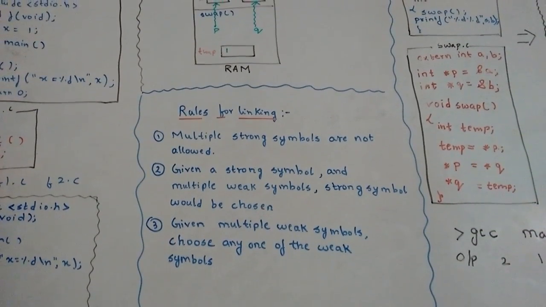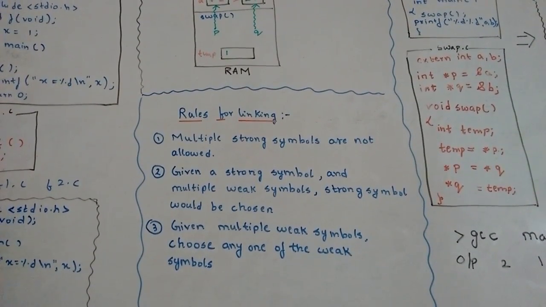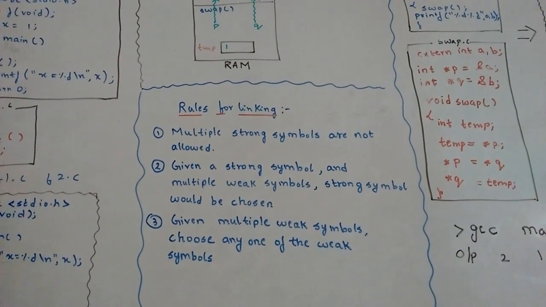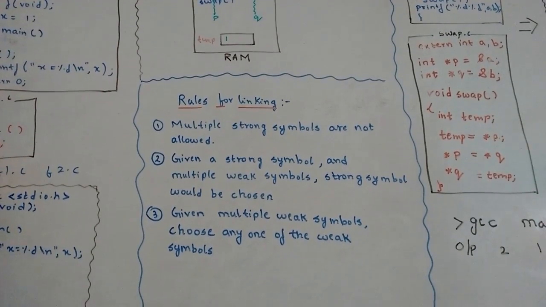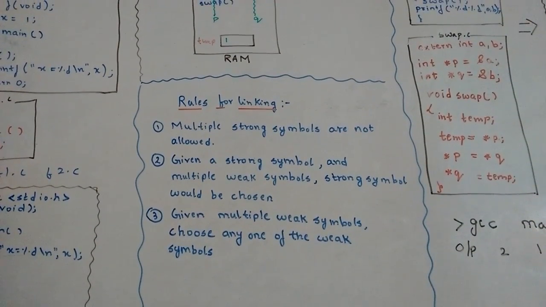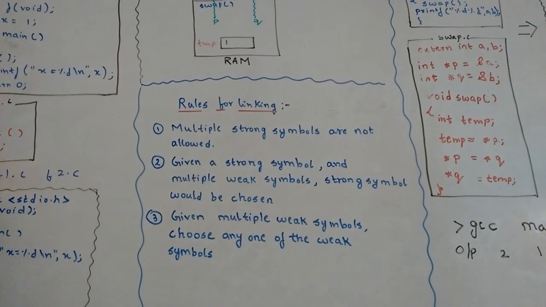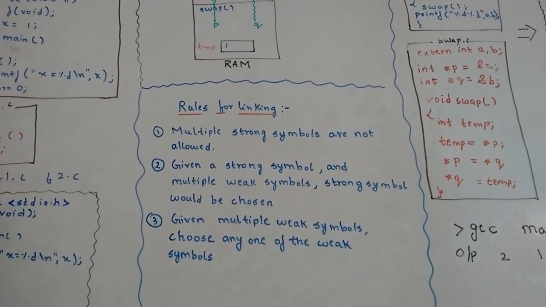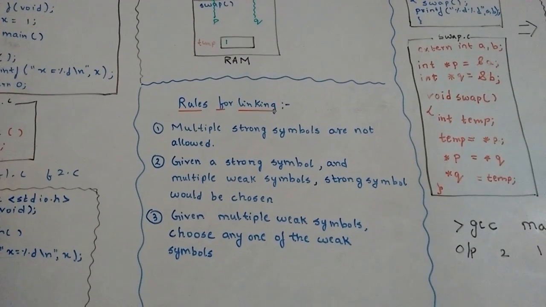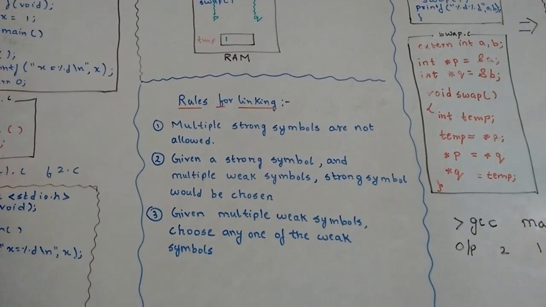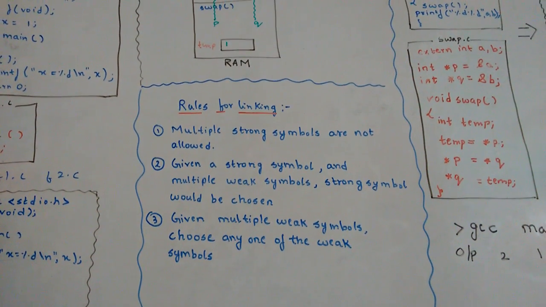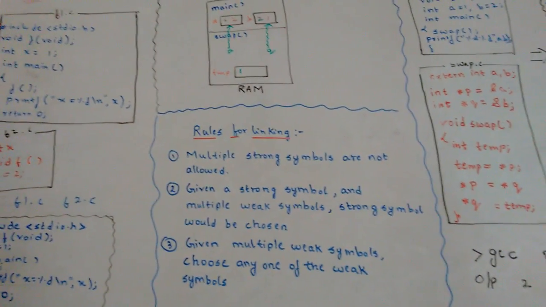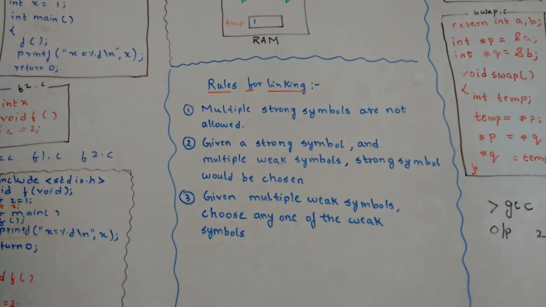So rule 2: if there is one strong symbol and many weak symbols after linking, then the strong symbol would be chosen. Also, I would like to recollect that strong symbol means either function names or initialized global variables, and weak symbols means uninitialized global variables. Okay, so let us look at the program towards the left. This is the program.